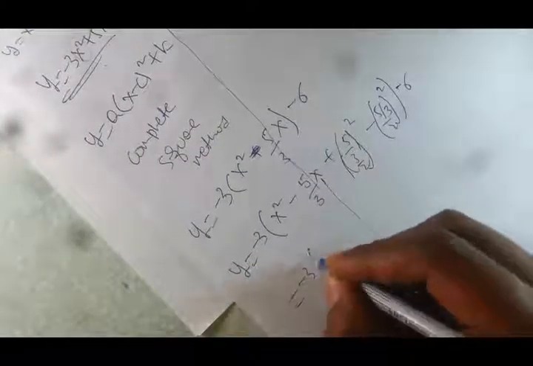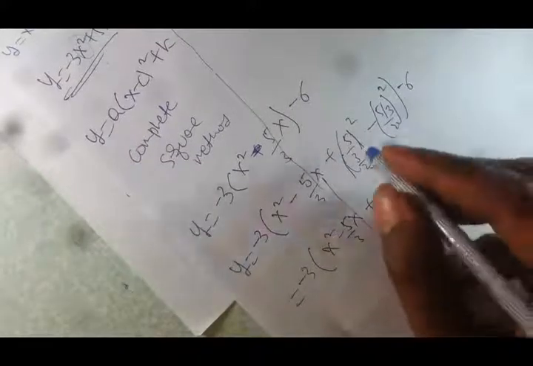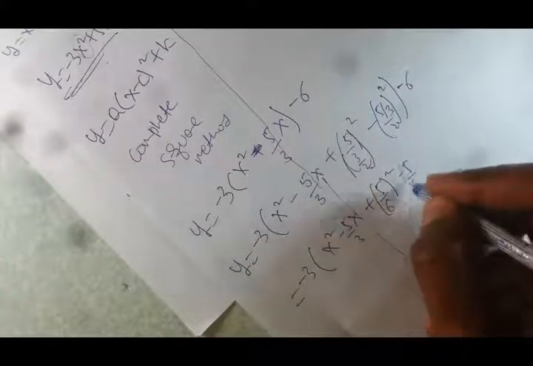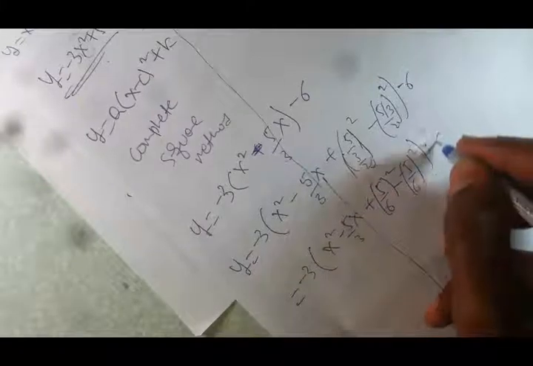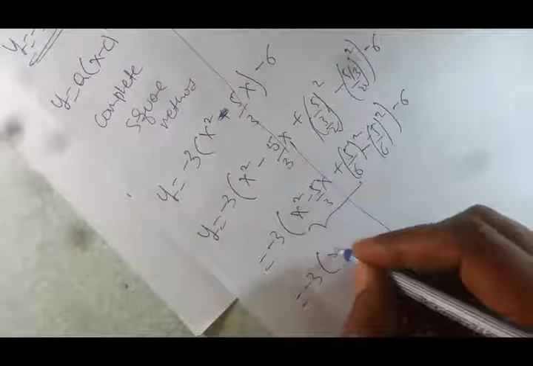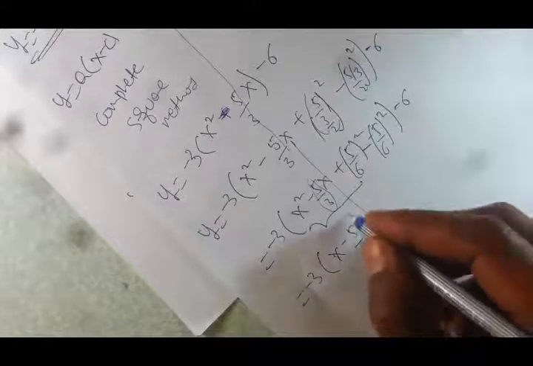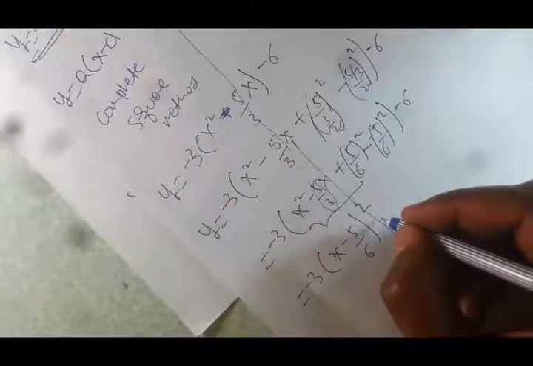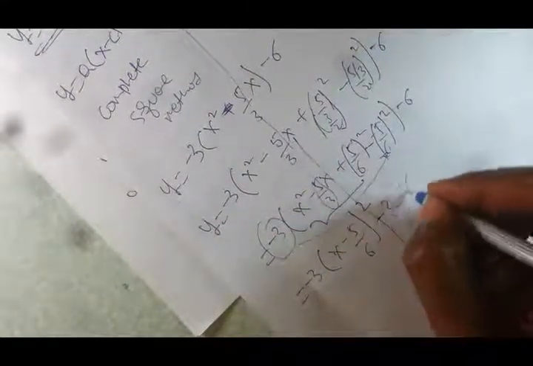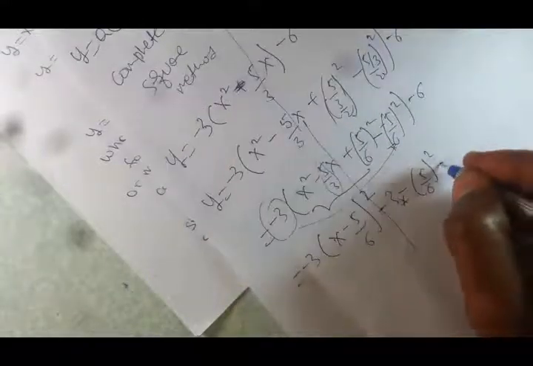Therefore minus 3 x square minus 5 over 3 x plus this is equals to 5 over 6 the whole square minus 5 over 6 the whole square. This is minus 6. Therefore minus 3 times this is equivalent to x minus 5 over, when you divide 5 over 3 by 2, it becomes 5 over 6 the whole square, minus 3 times this, minus 3 will multiply this minus 5 over 6 the whole square. This is multiplication minus 6.